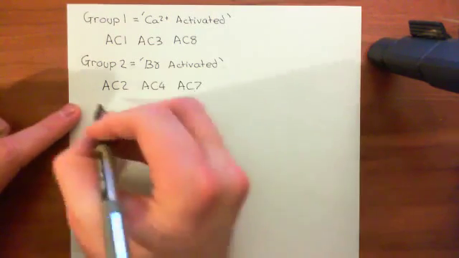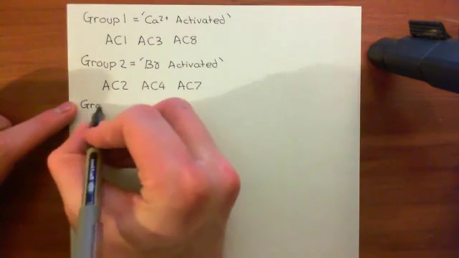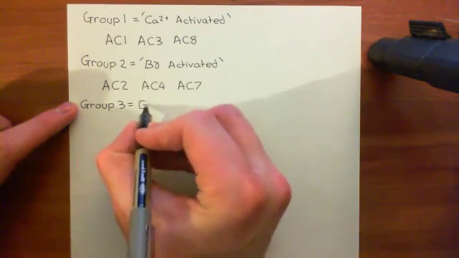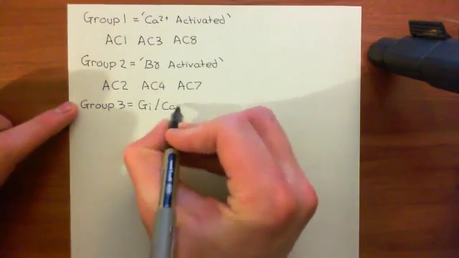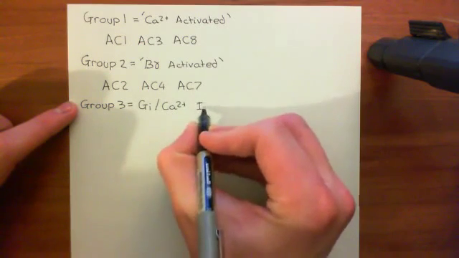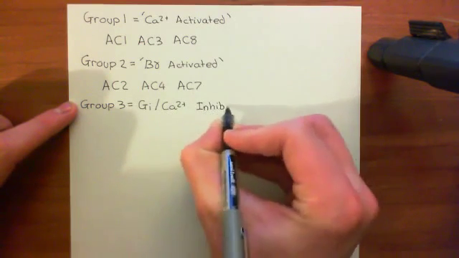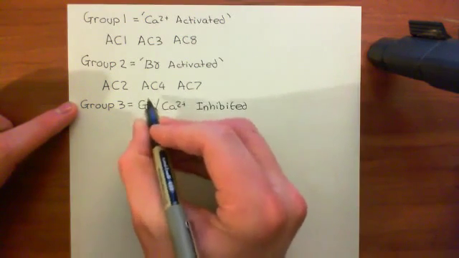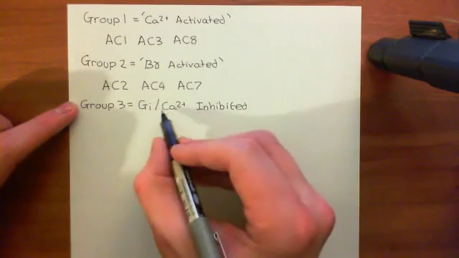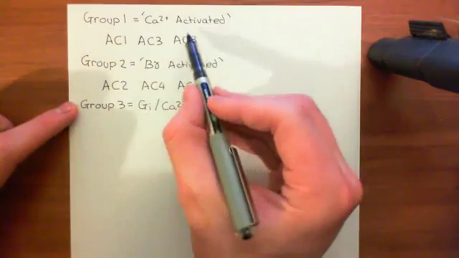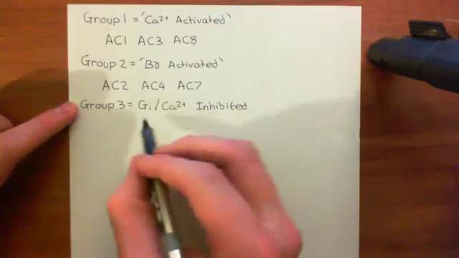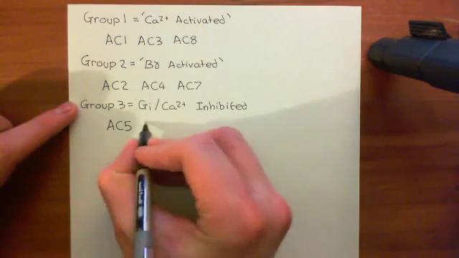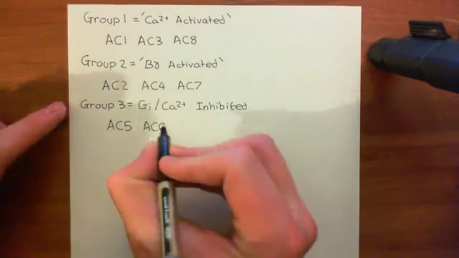Next up we've got group 3, which is going to be very important for us, and this is the family of Gi/calcium inhibited. This family of adenylyl cyclases are not only inhibited by the alpha i subunit of the heterotrimeric Gi protein, but also by calcium. So they're the exact opposite of group 1, basically. They're inhibited by intracellular calcium. This contains adenylyl cyclase 5 and also adenylyl cyclase 6.